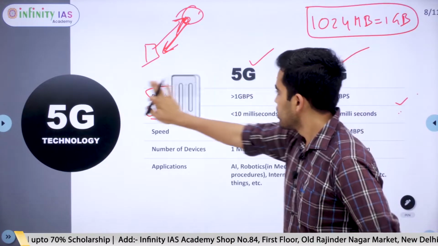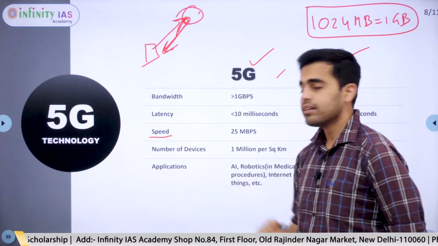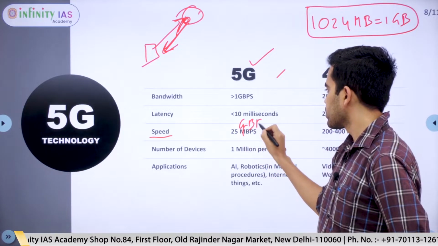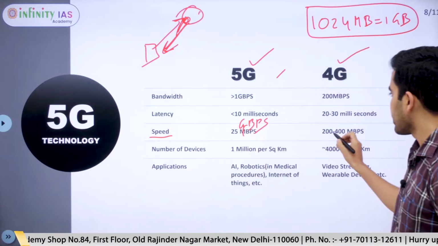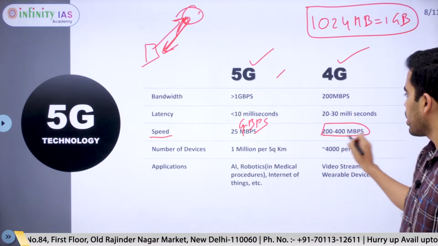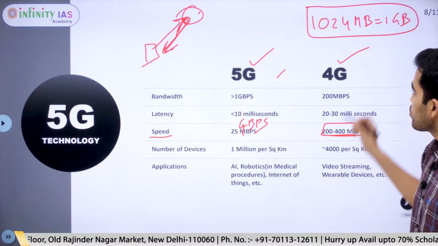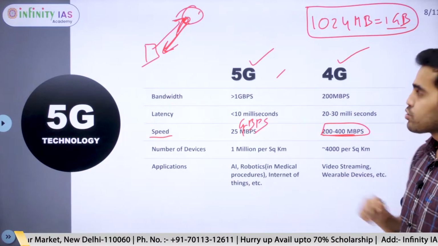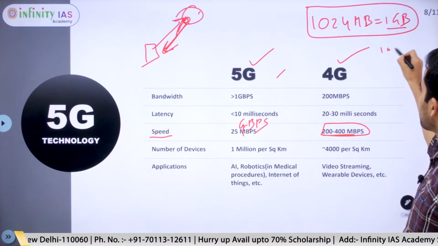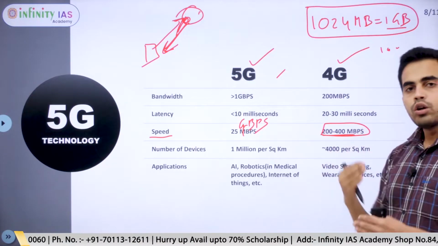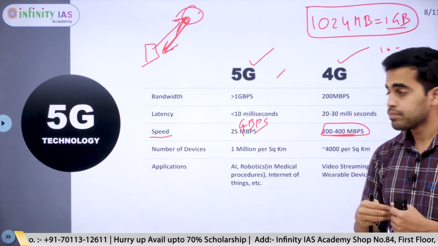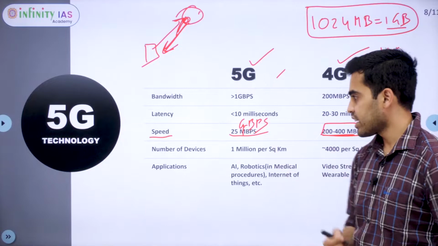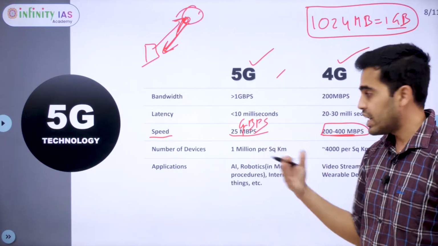Next comes the speed. The speed of 5G is around 25 Gbps, whereas 4G is just 200 to 400 Mbps. We have already seen that 1024 MB is 1 GB, so almost 1000 MB is 1 GB. Here it is just 200 to 400 Mbps, whereas this is in gigabits per second, that is 25 per second. So the speed of 5G is very high.